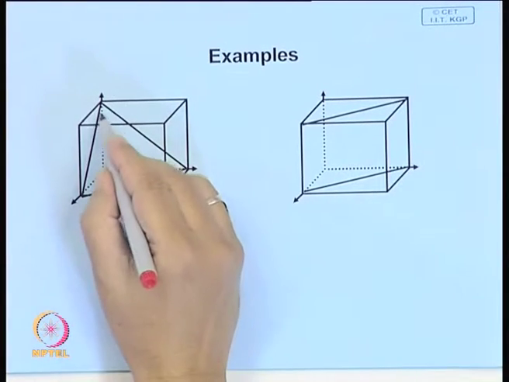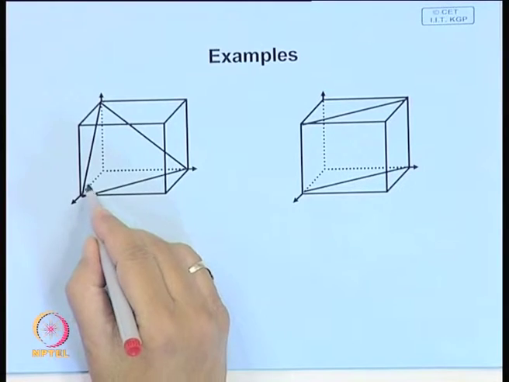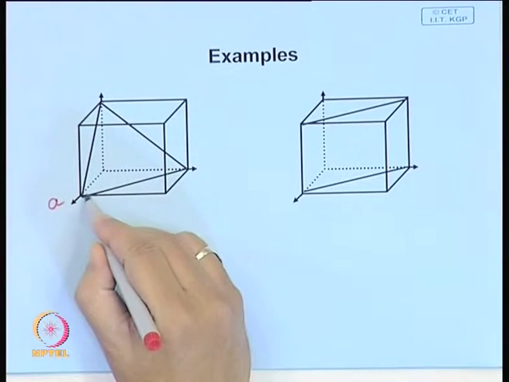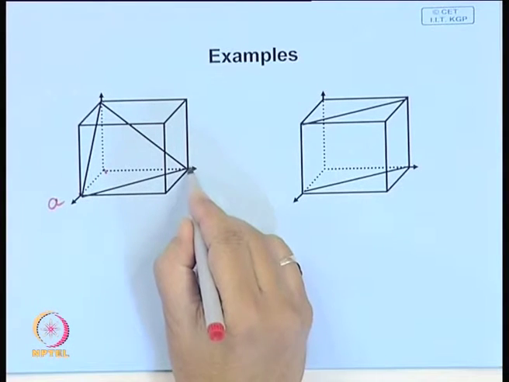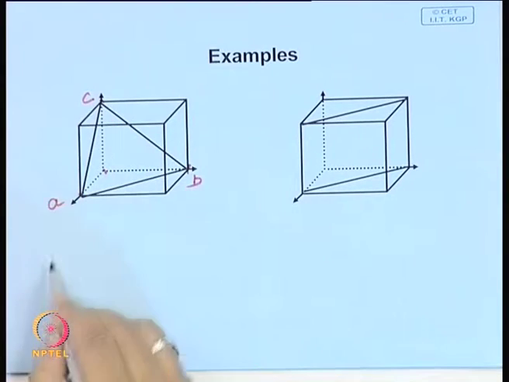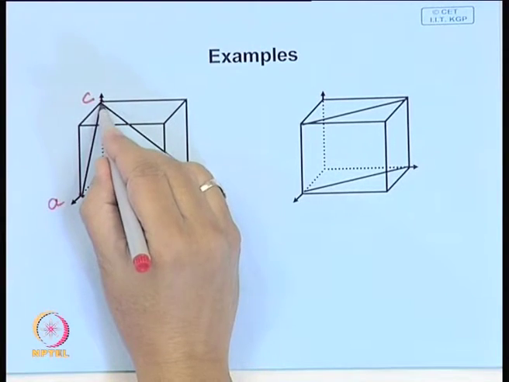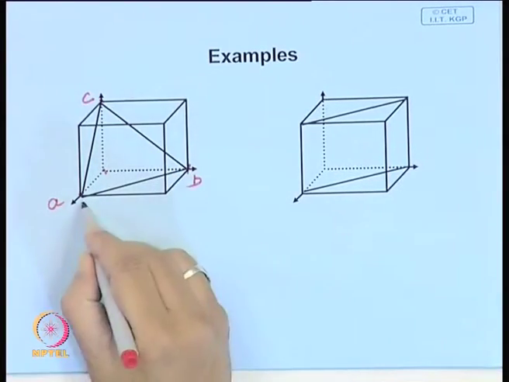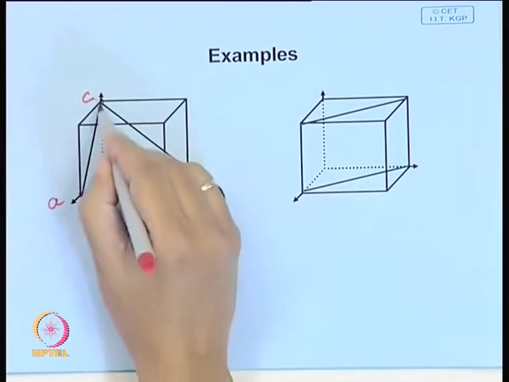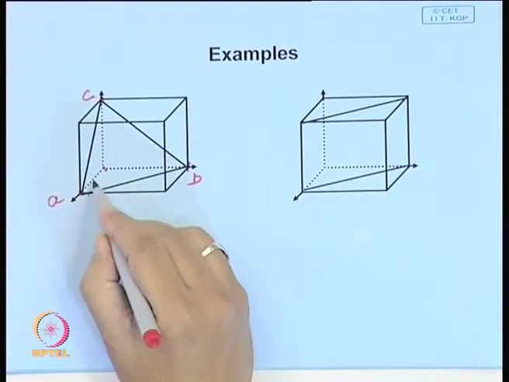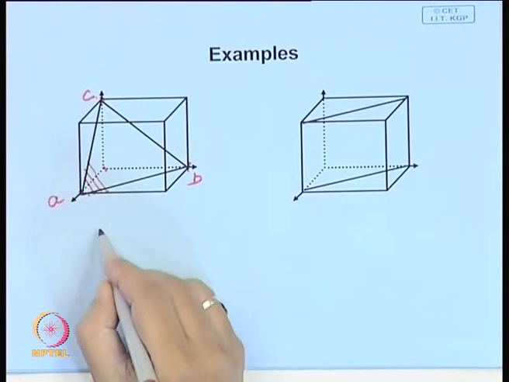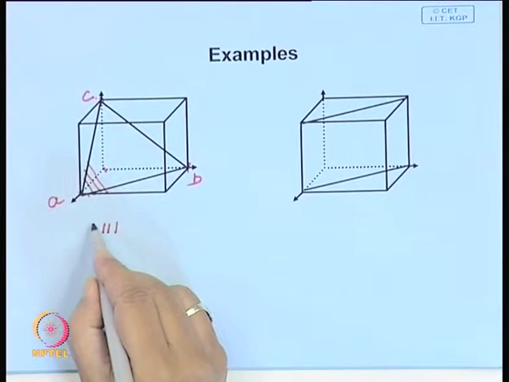Now, let us look at this particular crystal and try and index this. We say that this axis is A, this unit is A, this is B lattice parameter, this is C. Now, it is intersecting at these corner of these unit cell at A, B, C. So, in this case therefore, the index will be 1, 1, 1.